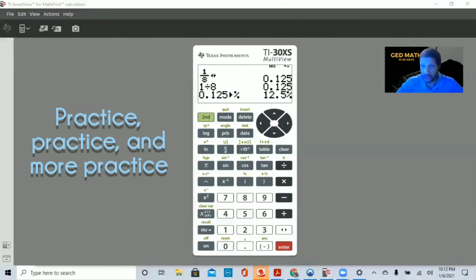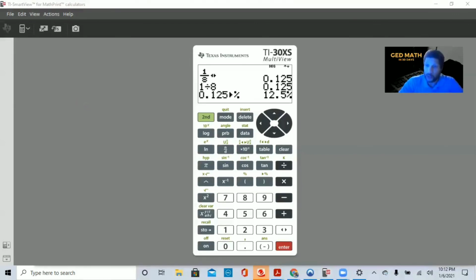Okay, so it's very important for you to understand that fraction, decimal, percent equivalence. I want you to spend the next couple of days using the calculator to put fractions in, changing them to decimals, changing them back to fractions, and vice versa. So that was the basics of fractions, decimals, and percents. This is a foundational skill that you need in order to pass the GED math exam. So I want you to practice on the TI-30XS calculator for the next couple of days.